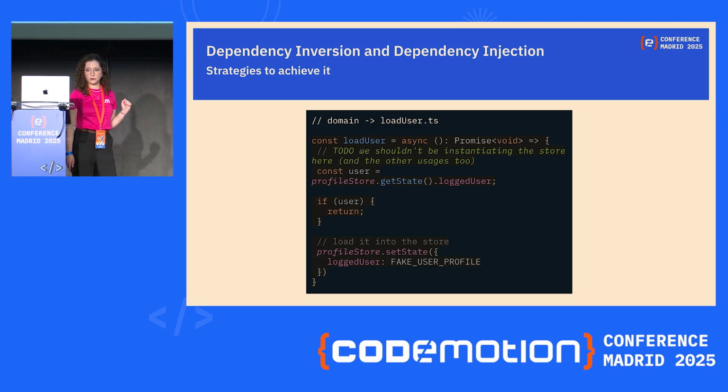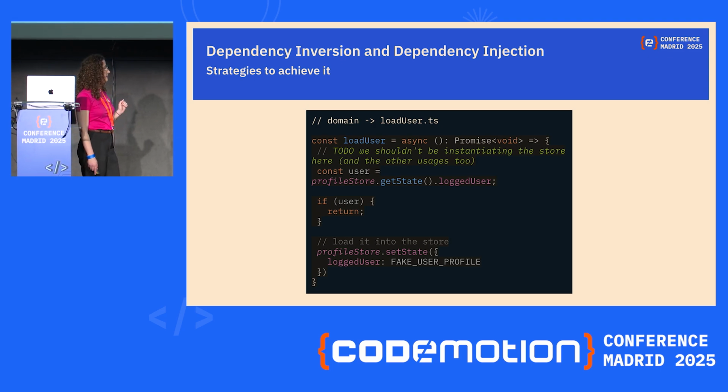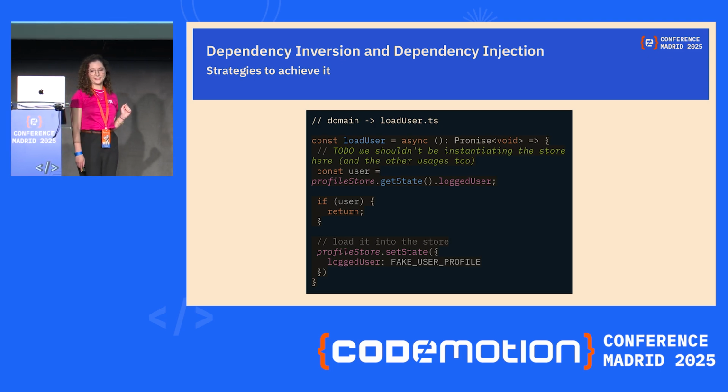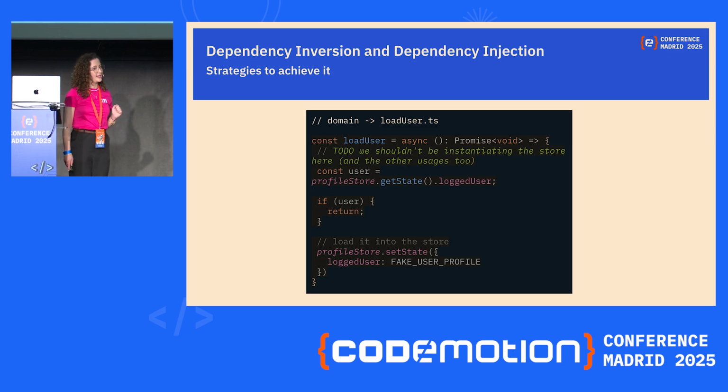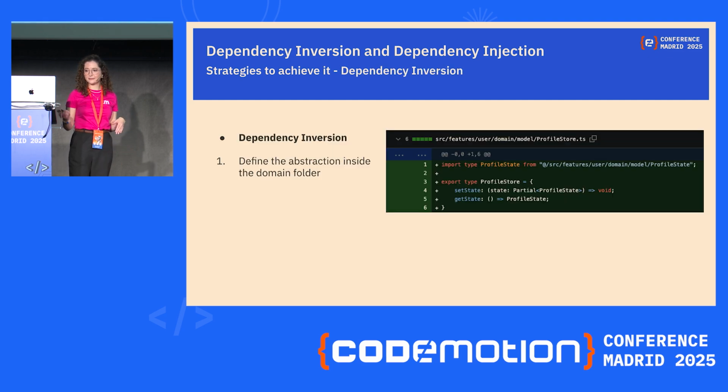We're using the profile store directly, and it's living inside the data layer. And I left a to-do over there. We love to-dos. We do love to-dos. So we really shouldn't be instantiating that there, right? We really should be injecting the dependency. So how do we do it? Let's start right in the beginning with the basic dependency inversion we were discussing. So according to what we just discussed, we should be defining an interface within the domain.